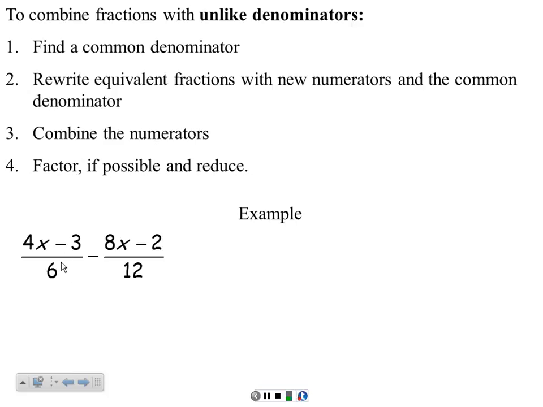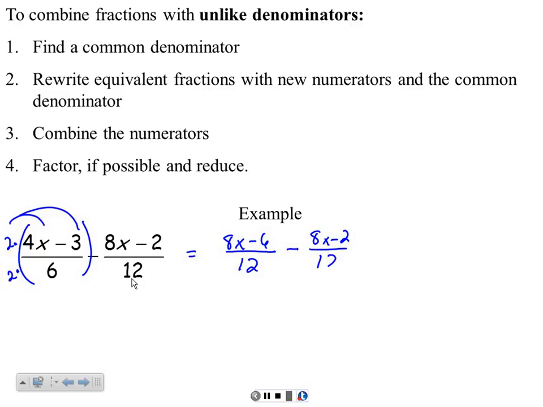The common denominator between 6 and 12 is going to be 12. So in order to make 6 go to 12, I'm going to have to multiply by 2. And since I have to multiply the denominator by 2, I have to multiply the numerator by 2. So that's going to be your distributive property. So we'll have 8x minus 6 over 12 minus, this fraction already has a denominator of 12, so we're just going to leave it alone and have 8x minus 2 over 12.